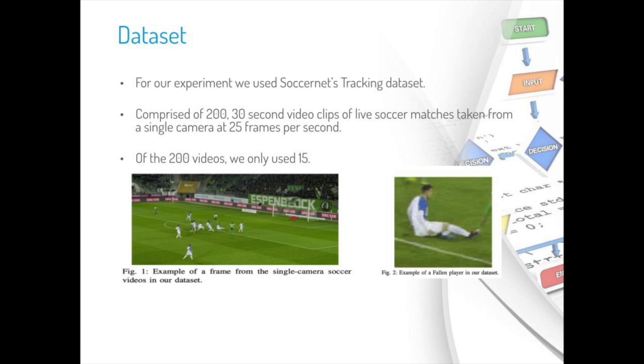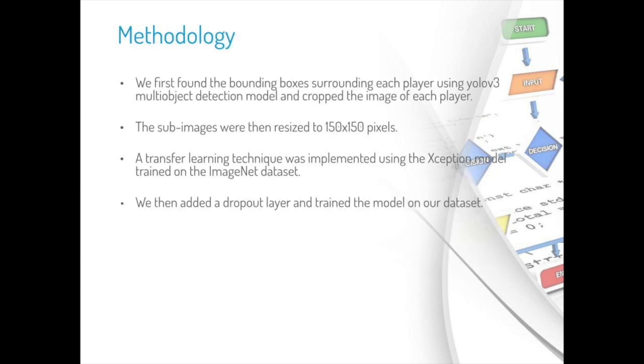We chose this dataset because the videos were made friendly for bounding boxes as well as the single camera angle. Of the 200 SoccerNet videos, we used 15 for our experiment. Our first attempt at this problem was to create a pipeline that generates bounding boxes for each player, then take the sub-image around the player and generate a pose estimation of the player in the sub-image.